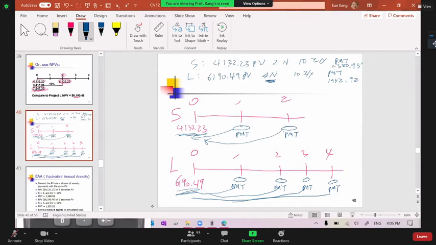So getting 4132.23 as a net present value means getting 2380.95 each year. And if you repeat this one infinitely, then what? Every year you will get 2380.95.